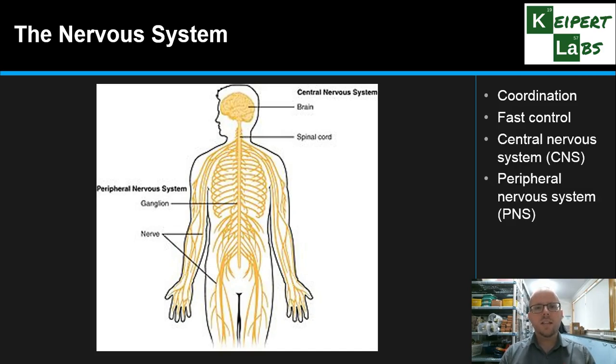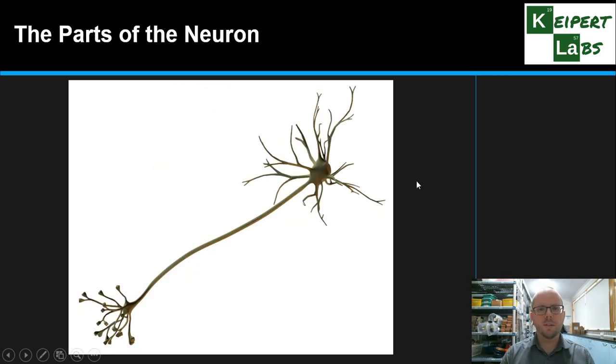And so it consists of two parts called the central nervous system, which is your brain, and then the spinal cord running down through the middle of your spinal column, and then your peripheral nervous system, which is all the nerves that extend out from that to the rest of your body. Okay, and so then these nerves, or the cells that make up the peripheral nervous system in particular, is where we're going to focus now.